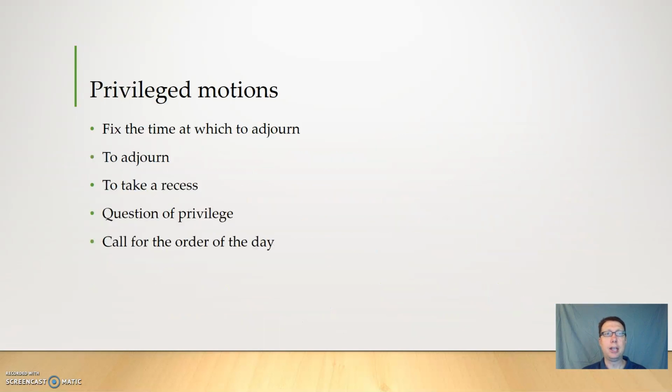So here they are. So privileged motions fix the time at which to adjourn. They adjourn. They take a recess. There's a question of privilege, which means it's a question that a person in the assembly has. They call for the order of the day, and they're always in order if they are in order.